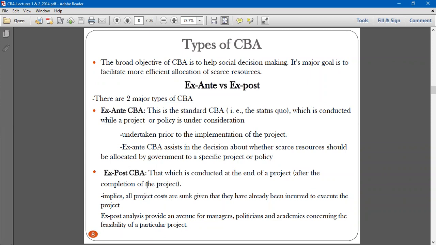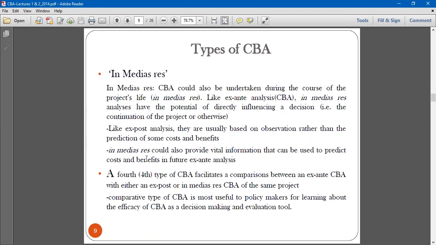So we are able to get some experience from the project. Then we can use it for future feasibility analysis. Okay, so ex-ante is done before the project, and then the ex-post is done after the project. Then we have a third one called in medias res. Okay, this one is done during the course of the project.